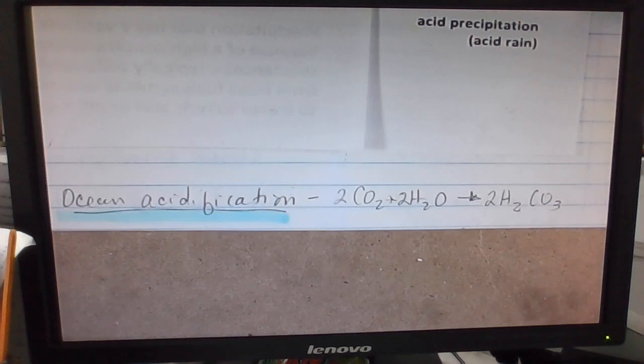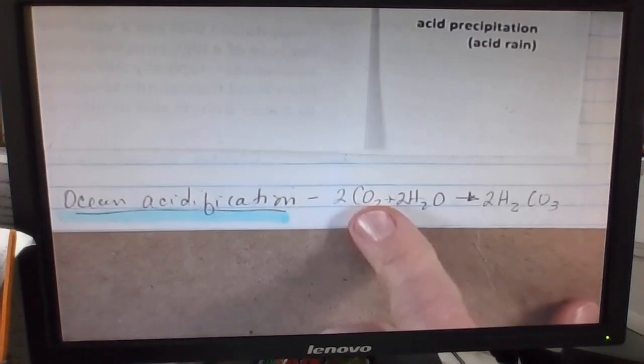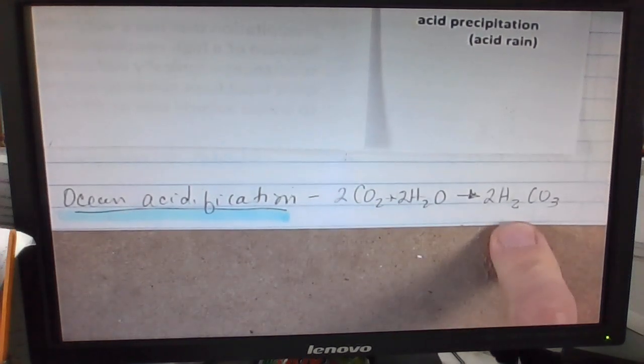So, oceans, water, big bodies of water, they can absorb a lot of carbon dioxide, and that's what they do to kind of buffer the amount of carbon dioxide on the earth, and that's great to a point. Once they start pulling in and absorbing too much carbon dioxide, it reacts with the water and it forms carbonic acid.